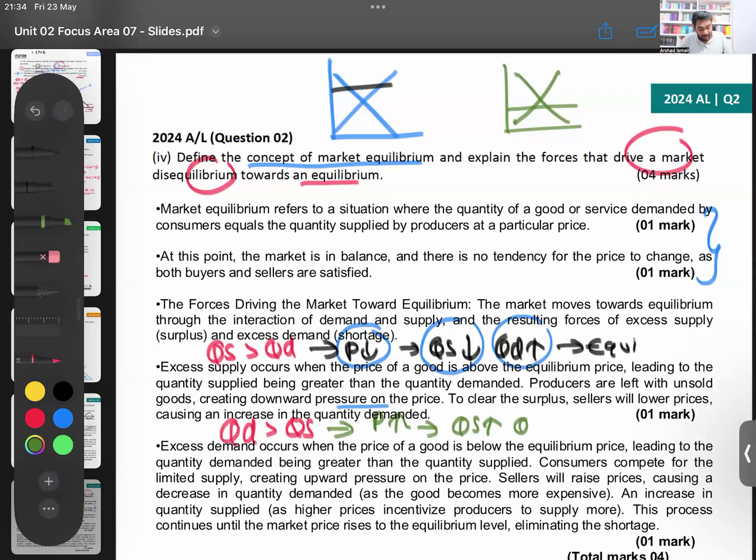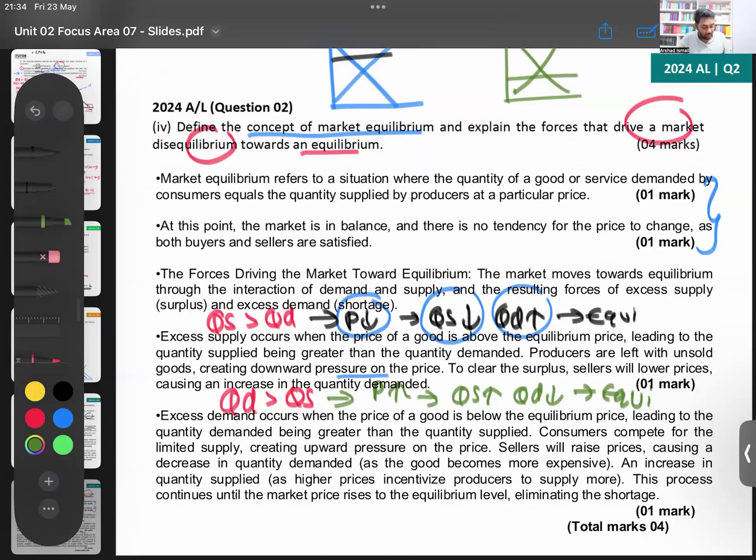What will happen to the quantity demanded? Consumers will reduce their demand, and the market goes into equilibrium. And that's what you have explained in this paragraph. Here they are saying excess demand occurs when the price is below the equilibrium, leading to QD being greater than QS. Consumers compete for the limited supply, creating an upward pressure on the price. Sellers will raise prices, causing a decrease in the quantity demanded and an increase in the quantity supplied. This process continues until the market price reaches equilibrium, eliminating the shortage.